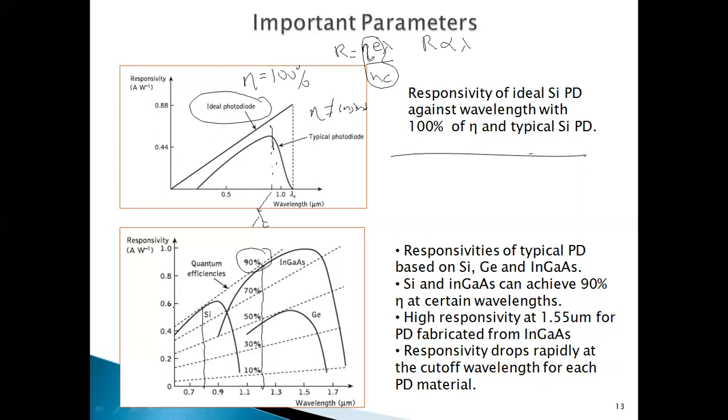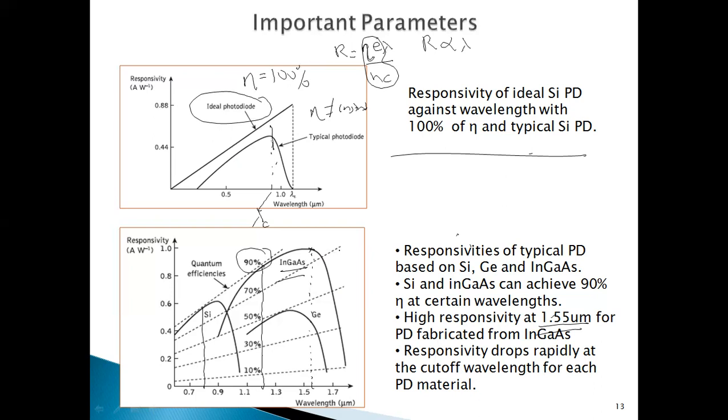From this graph, we can also see that a very high responsivity can be achieved at 1.55 micrometer, which is a commercial wavelength used in optical communication. This can be achieved for a photodiode fabricated from indium gallium arsenide material.